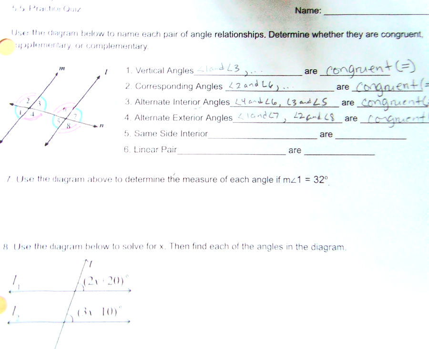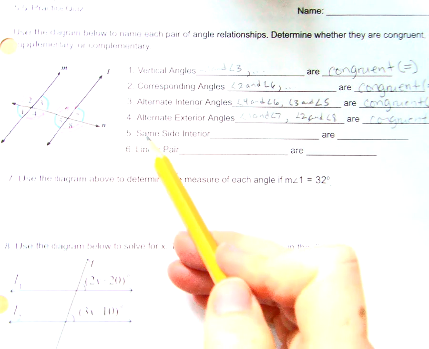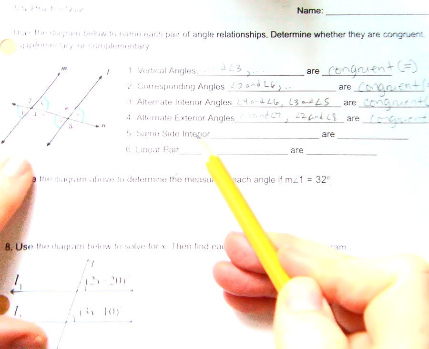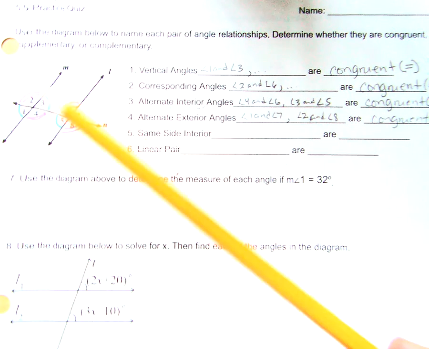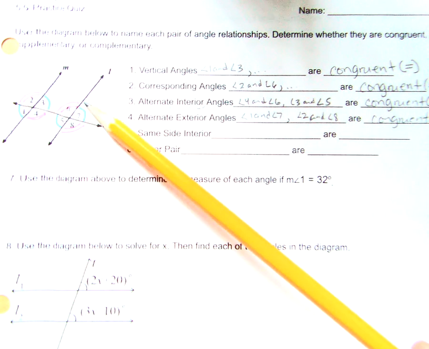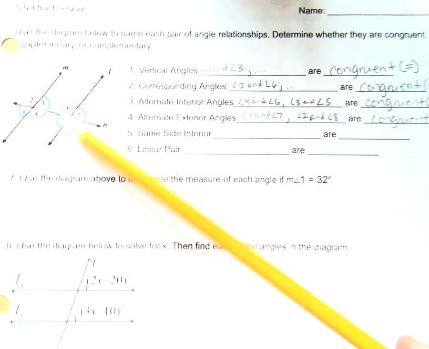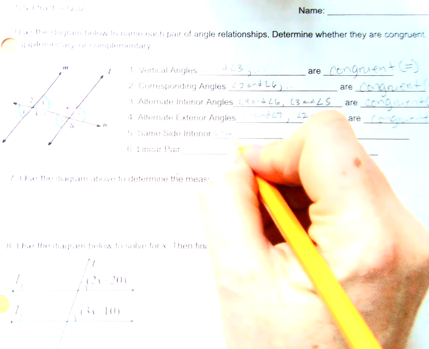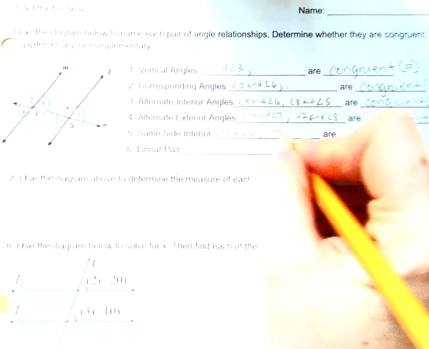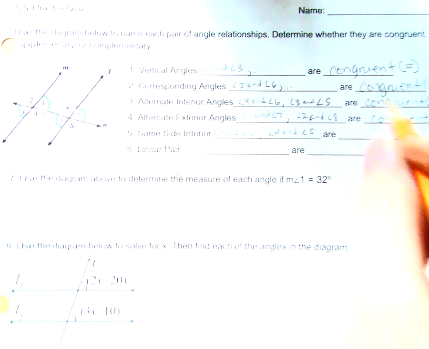So same side interior, so you think same side, that's same side of the transversal, and then interior means the same thing. It's inside the parallel lines. So in this case, when we say interior, we're talking about 3, 4, 5, and 6. So same side interior would be like, for example, 3 and 6 and 4 and 5. So angle 3 and angle 6, and then angle 4 and angle 5.